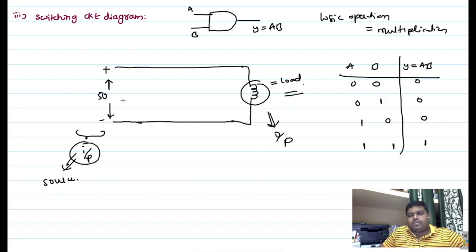So we need to transmit the current from the source to our load, then only this load will be activated. By activating this load, we transfer the energy from the source to the load. That transmission can take place with the help of switching circuits, otherwise switches, okay?